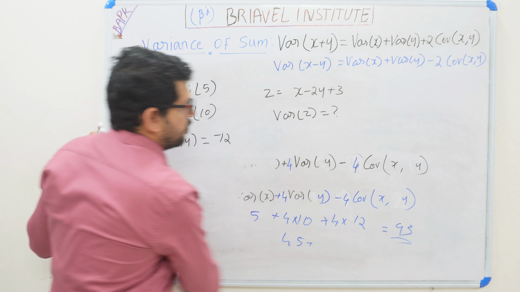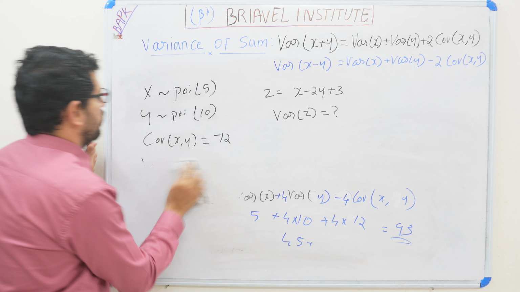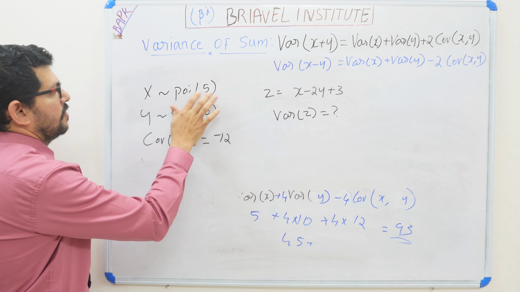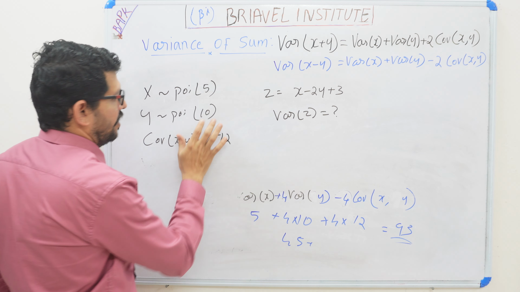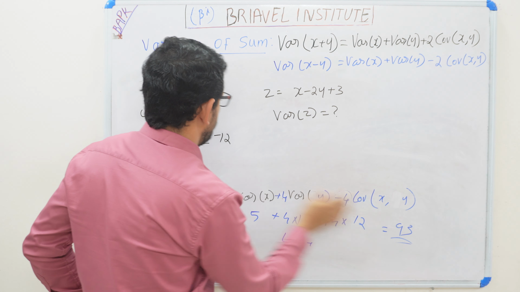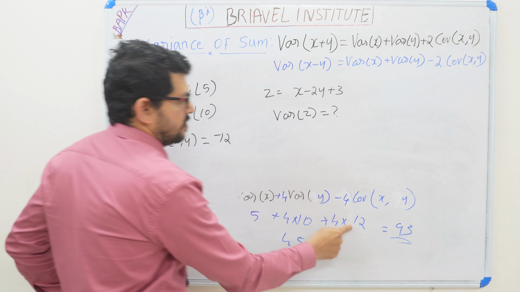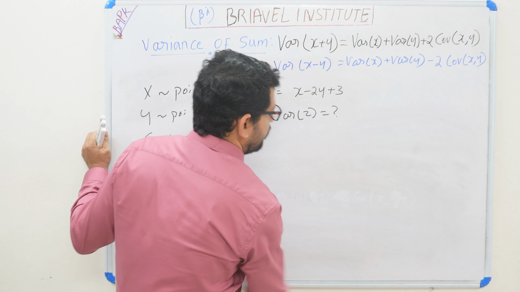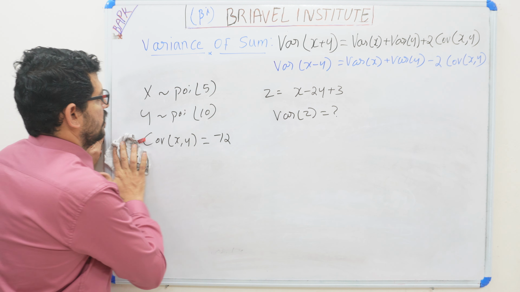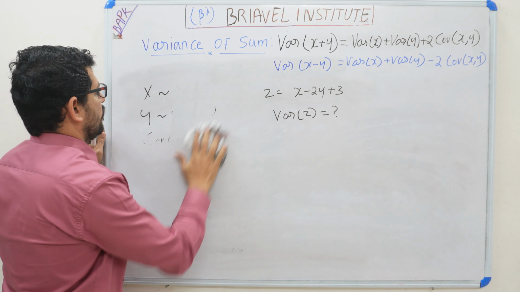In the same way here, the formula is given. Poisson 5 means variance is also 5 only, and variance of Y is 10 only, and we substitute covariance of XY, given as minus 12. We just substitute here and we got 93. One more case we can discuss here.